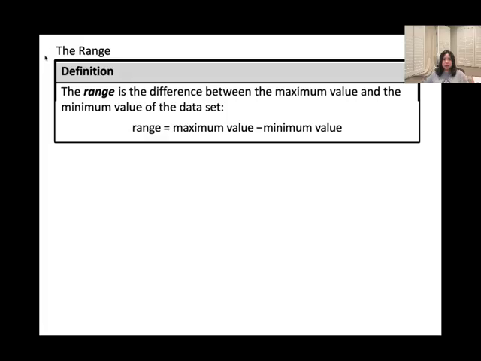First, let's talk about the range. The range is the difference between the maximum value and the minimum value of the data set. So this is your formula. To find the range, take the maximum data minus the minimum data.